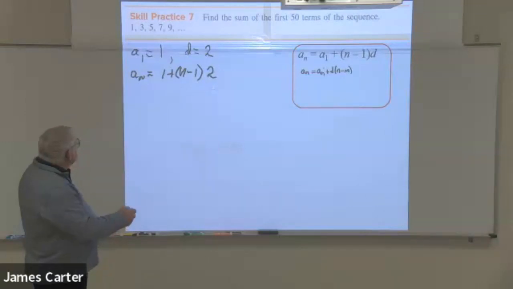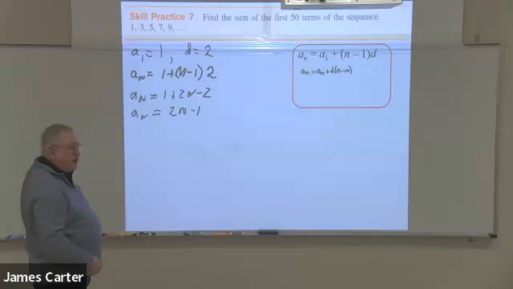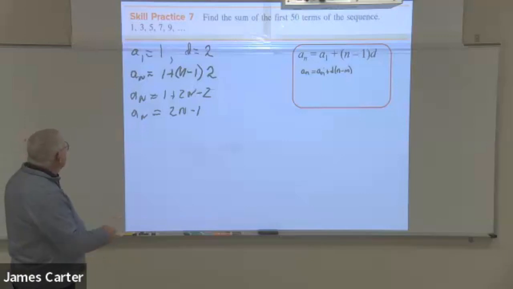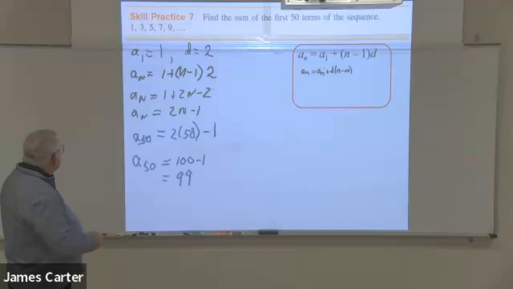So anyway, I distribute this 2, so I get 1 plus 2n minus 2. I combine the 1 and the negative 2, so I end up with 2n minus 1 as my rule. Now I can put in the 50th term here. A sub 50 equals the first term times 50 minus 1 equals 99.